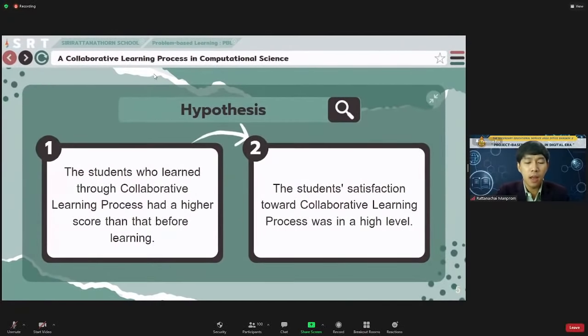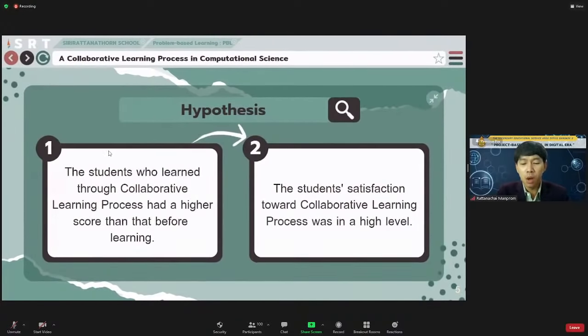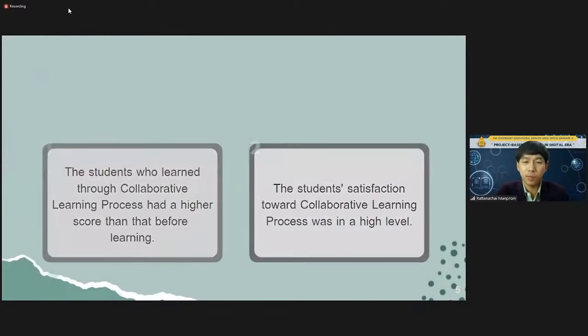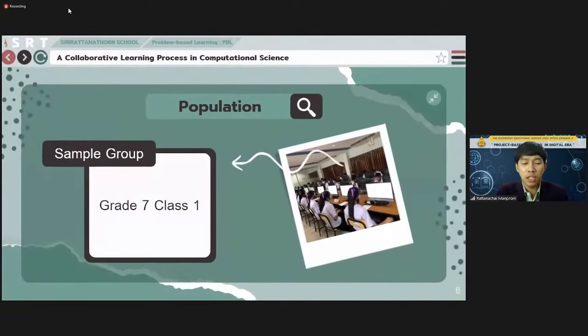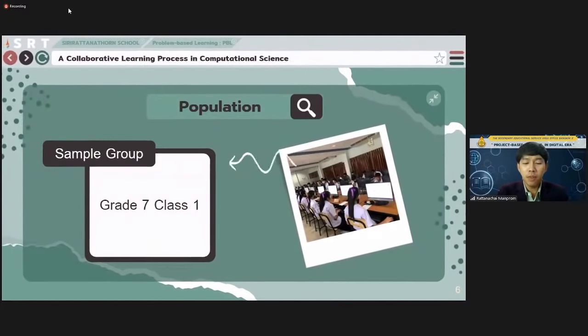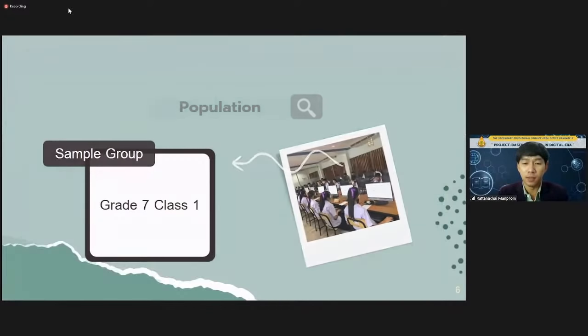Hypothesis. First, the students who learn through the collaborative learning process have a higher score than before learning. Next, the student satisfaction toward the collaborative learning process is at a high level. Population: the sample group is the students in grade 7 class 1.